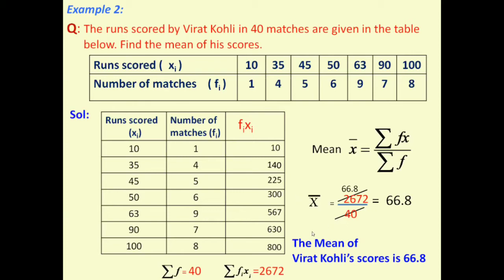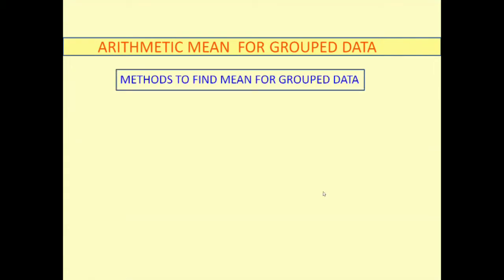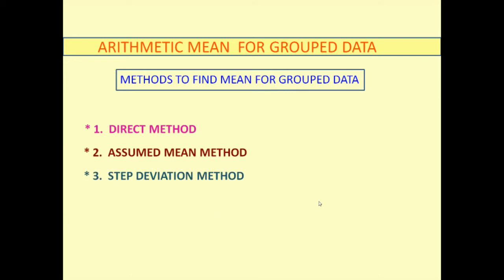Okay, this is the method for finding the mean of ungrouped data. To find the mean, we have to do it like this. You already learned all these things in 9th class, so we have to go further now. Now we are going to find the arithmetic mean for grouped data. To find the mean for grouped data, we have three methods. The first one is the direct method. The second one is the assumed mean method. The third one is the step deviation method. First of all, we are going to learn the direct method.